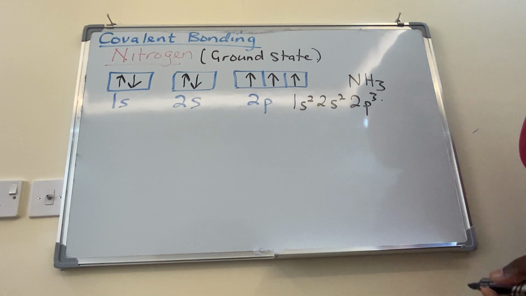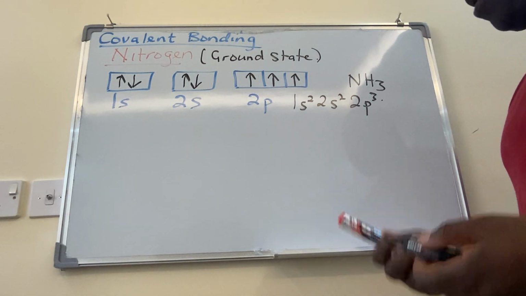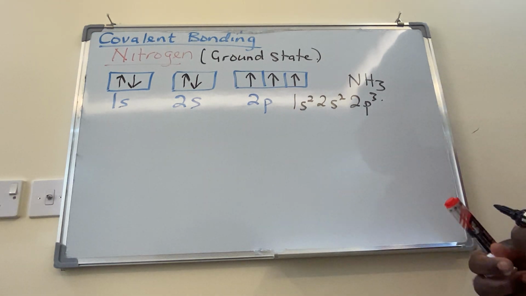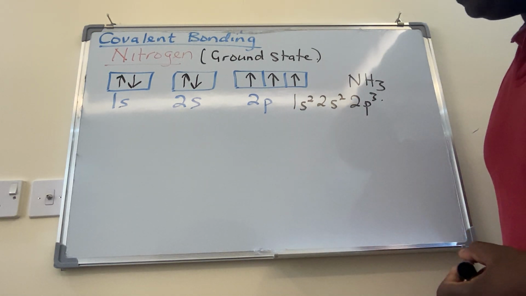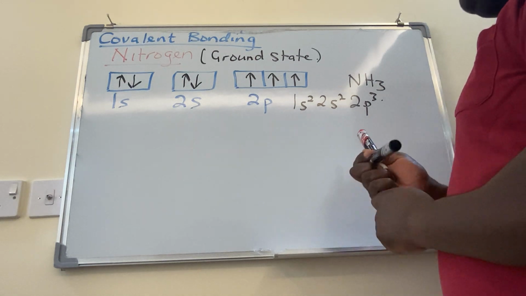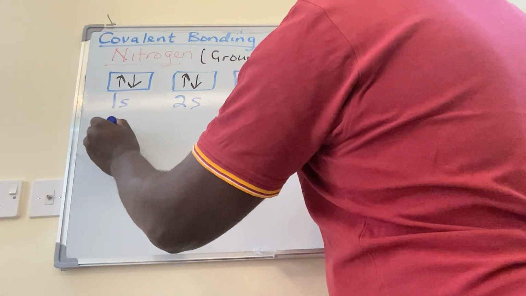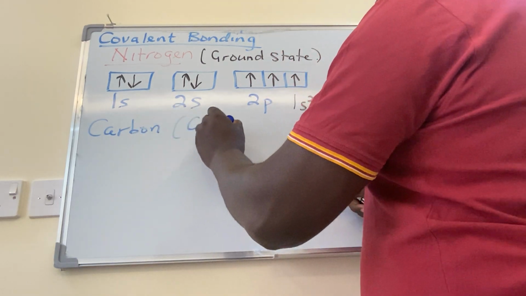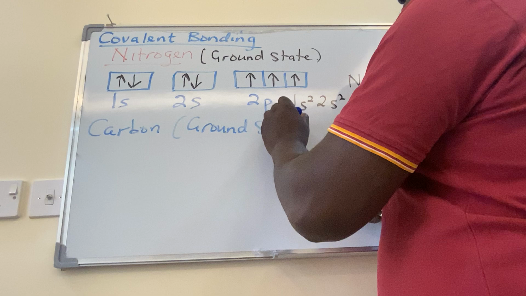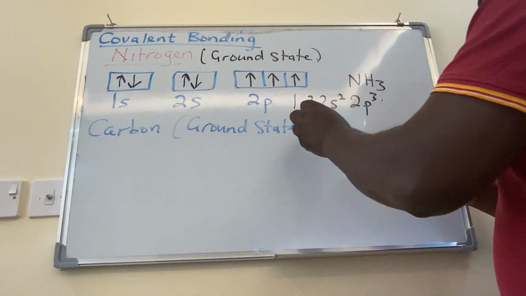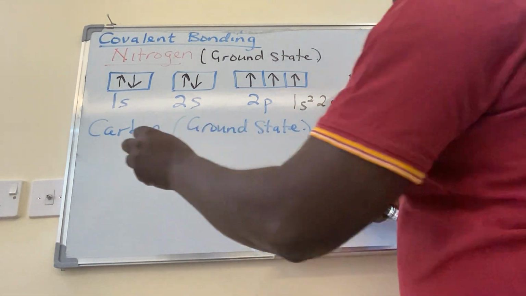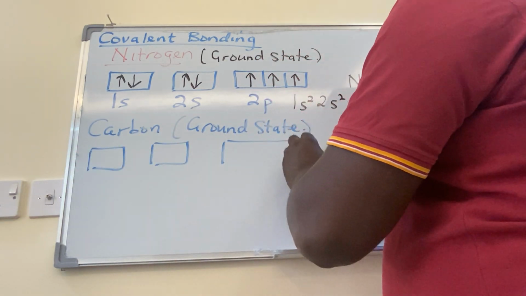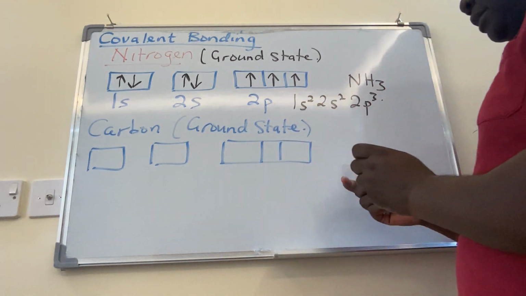But we have some compounds such as carbon. How come carbon can form 4 bonds? We have to explain that. Let's analyze what happens with carbon, the ground state electronic configuration. Again, we're going to use the box notation, and remember, carbon is number 6.